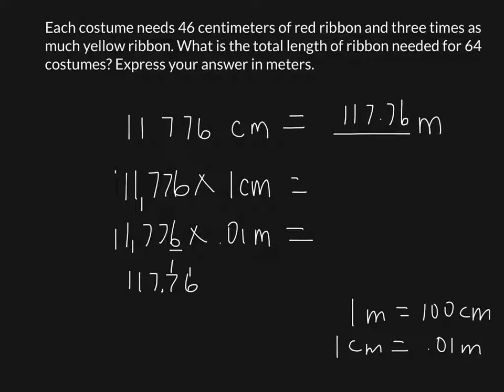Now notice, since we are converting from a smaller unit to a larger unit, our answer is smaller than the original number because we multiplied by a decimal fraction, and when you multiply by a fraction, your answer will be smaller than one of the factors.